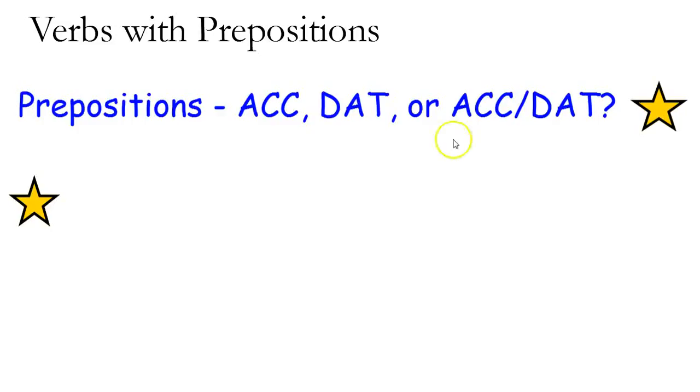As a quick reminder, the basic accusative prepositions are durch, für, gegen, ohne. Dative: aus, außer, bei, mit, nach, seit, von, zu. And the two-way prepositions: an, auf, hinter, in, neben, über, unter, vor, zwischen.